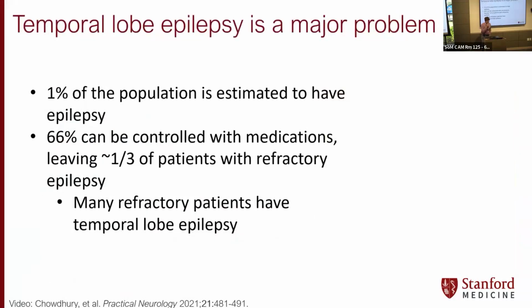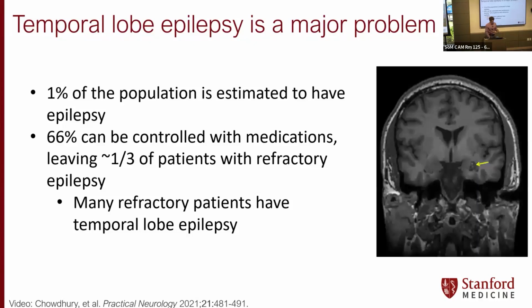So I'll start by saying something you already know, that temporal lobe epilepsy is a major problem. About 1% of the population is estimated to have epilepsy. About 2/3 of them can be controlled with medications, but that leaves 1/3 of patients with refractory epilepsy. And the majority of patients with refractory epilepsy have temporal lobe epilepsy. Just for reference, this is the temporal lobe.